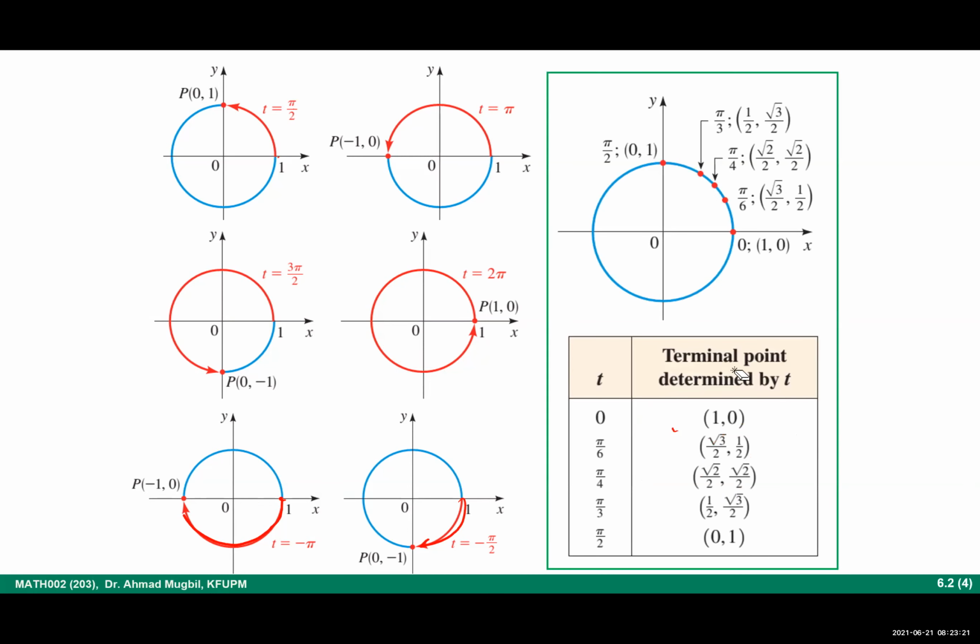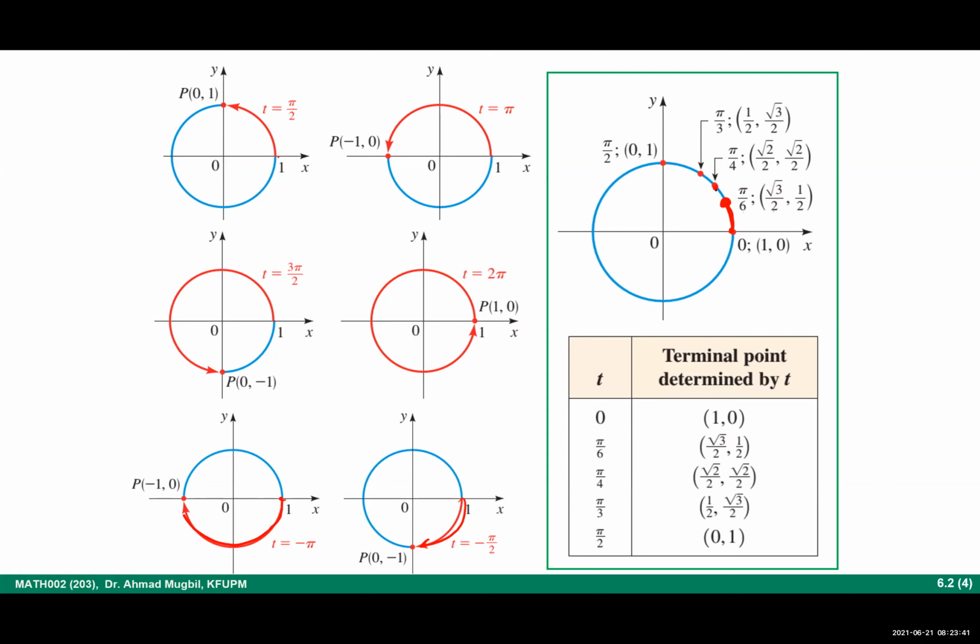Look here at this point. If you take the length of this arc from here to here, you will find that it is pi over 6. The length of the arc from here to here is pi over 4, and so on. What is amazing here, shabab, is that if you find what this point is, you will find that it is square root of 3 over 2.